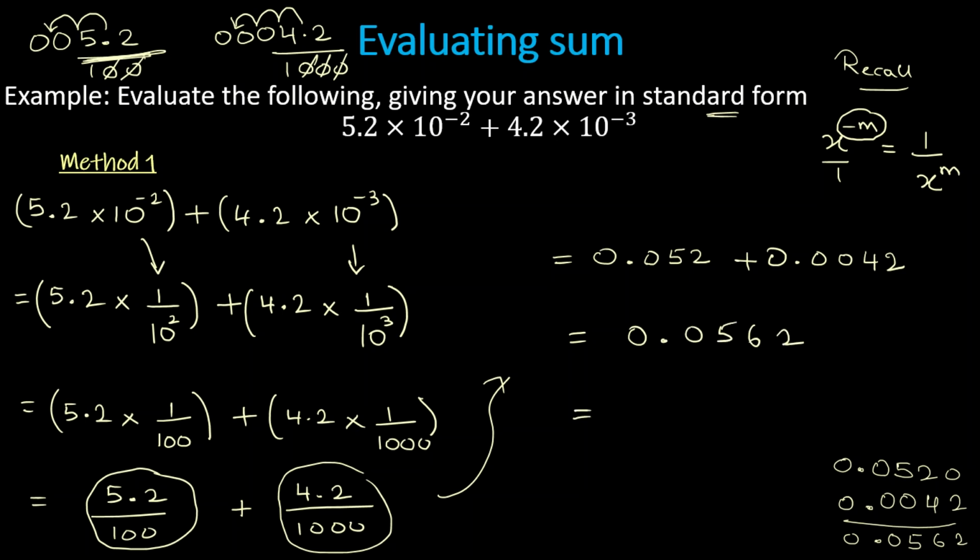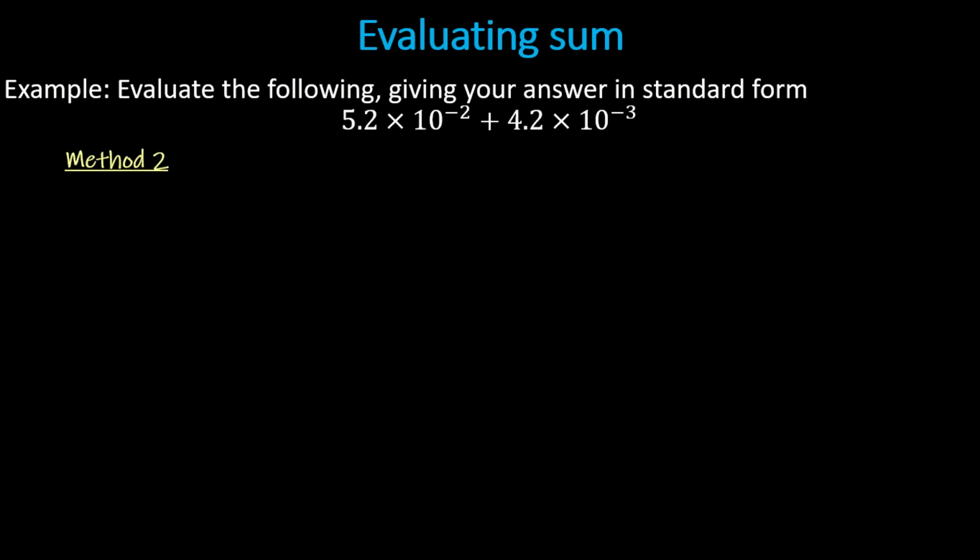And we write it in standard form by moving the decimal this time to the right. 1 decimal place, 2 decimal places. So it's 5.62 times 10 to the power of negative 2. Right? It's pretty easy. Now the same example, but using the second method of factorization. Right? So let's do it.